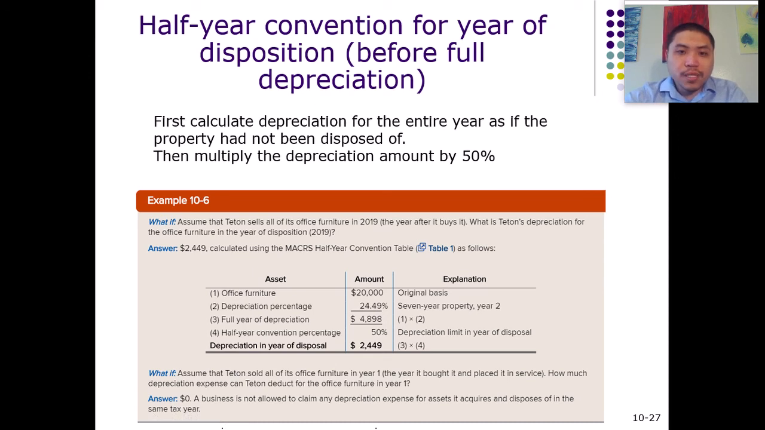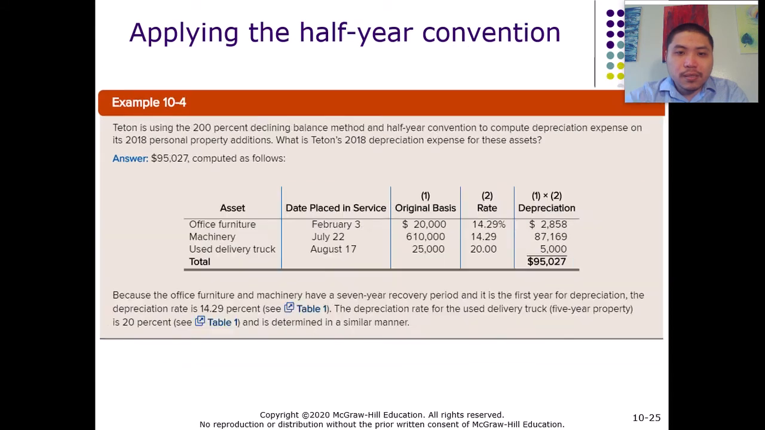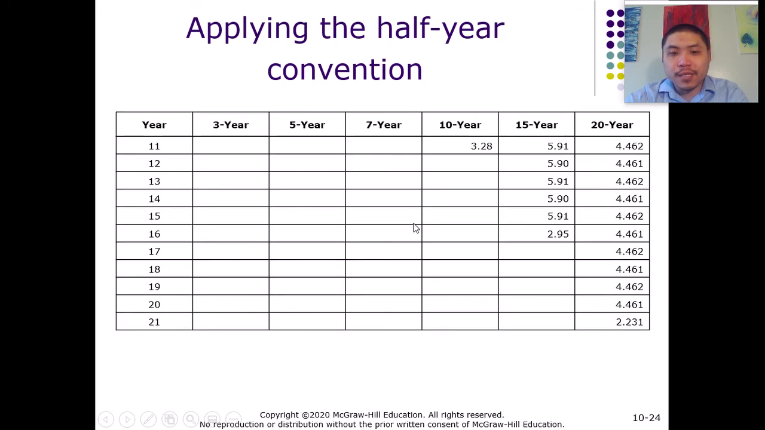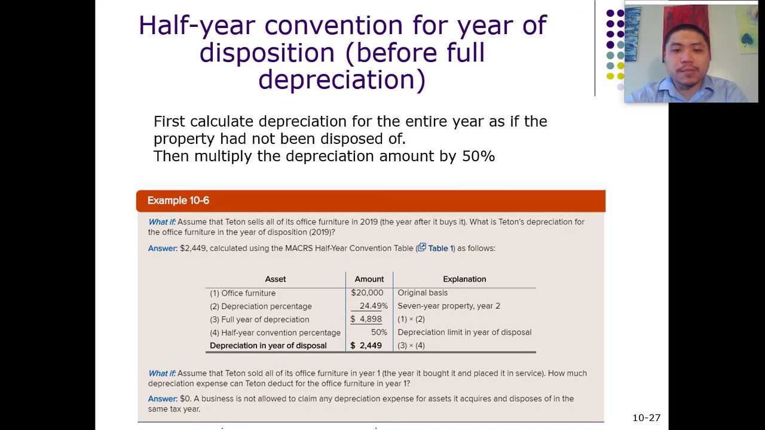So we look at the table again. The second year for furniture, the rate is going to be 24.49, because furniture has a 7-year recovery period, and now we are calculating the second year of depreciation. So let's get back to our example. We take the basis, which is $20,000, times 24.49%, and that gives us the full year depreciation for the second year, which is $48.98.